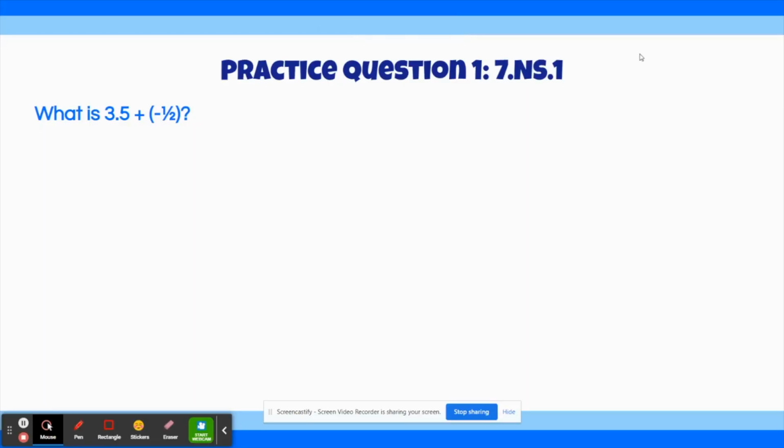Now that we have gone over all that, let's get started with the first practice problem. So the first practice question says, what is 3.5 plus, in parentheses, negative 1 over 2? So now you can pause the video and try to solve this question yourself. Once you're ready to see the answer and the solution, press play.